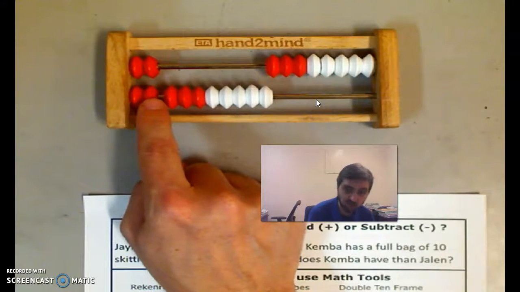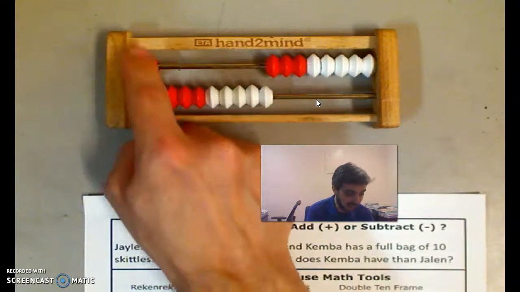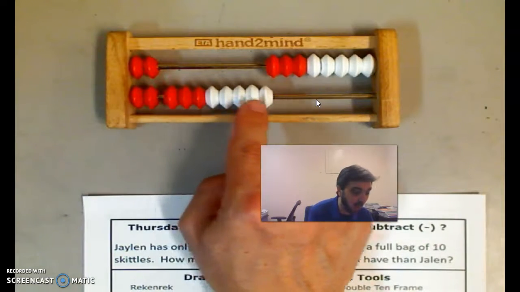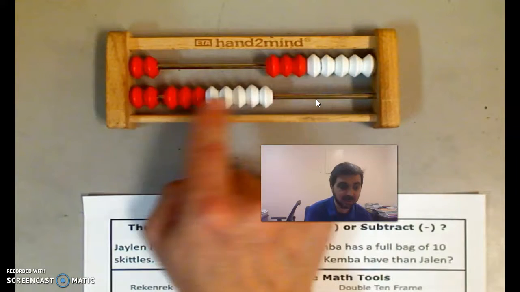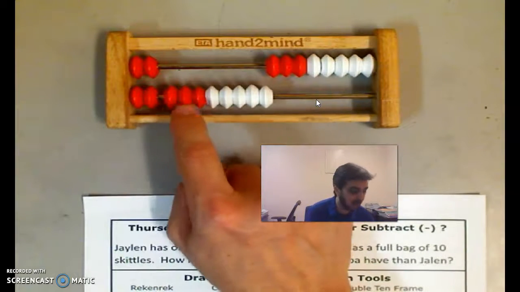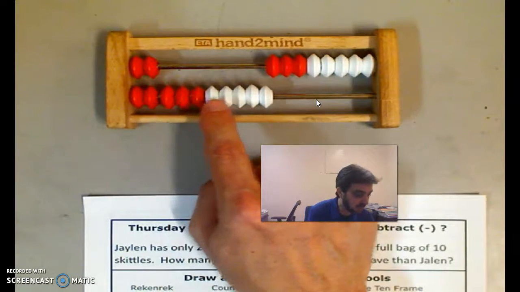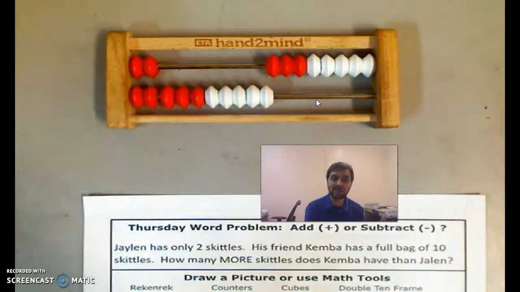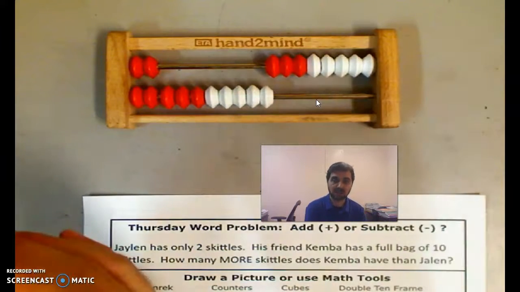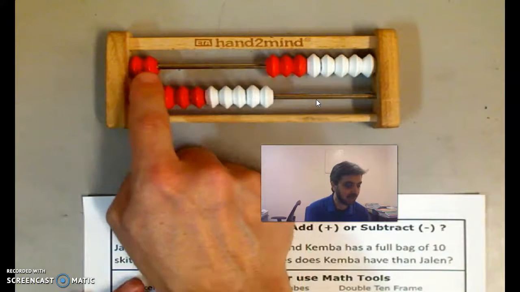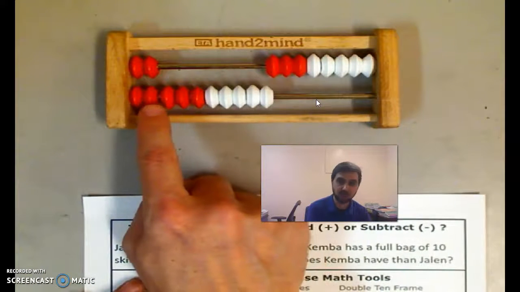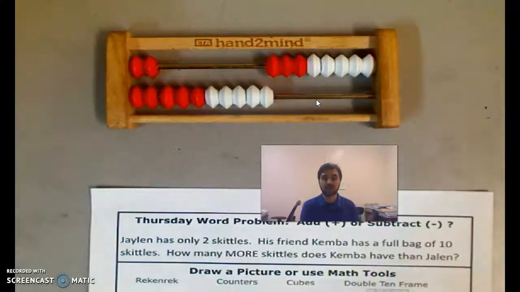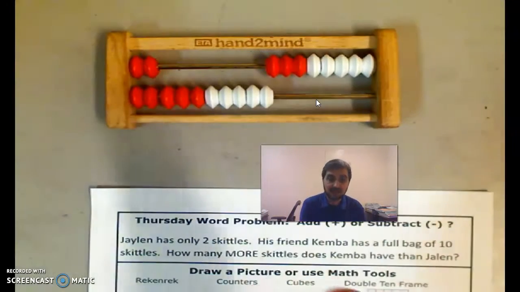So the question is, how many more than 2 does Kemba have? Well, he's got 2, right? At least 2. That's the same as what he has with Jaylen. But Kemba also has more. How many more than 2 does he have? Well, let's look. He has 1, 2, 3, 4, 5, 6, 7, 8. So he has 8 more than Jaylen. Okay, you can see it right here. He has 8 more than 2. And we know that 2 plus 8 is 10.